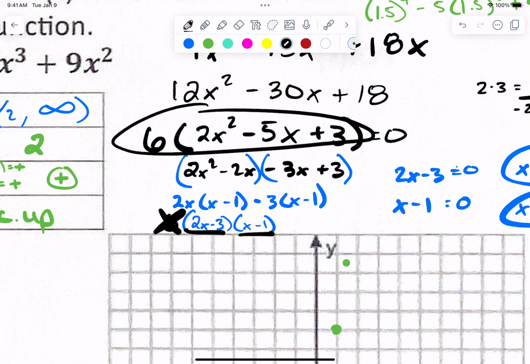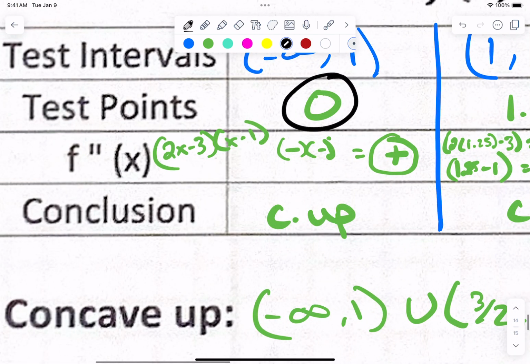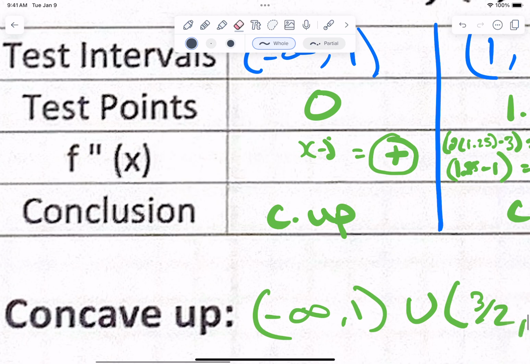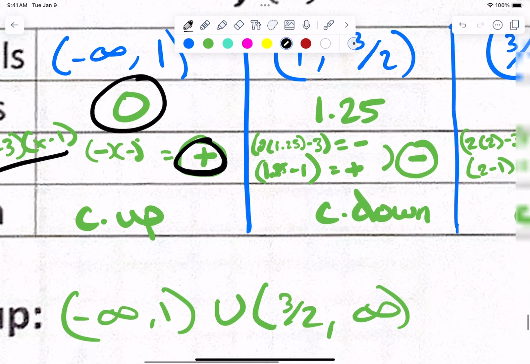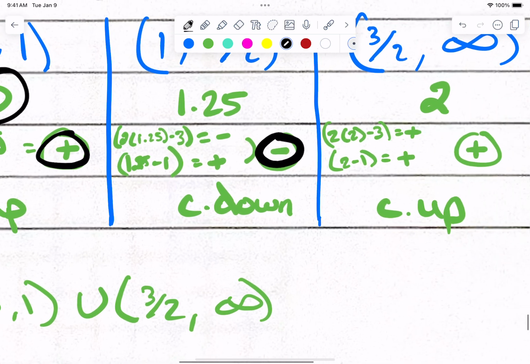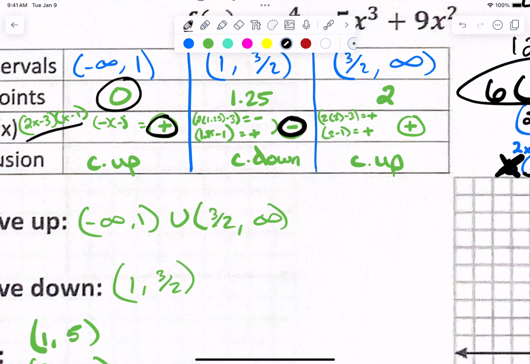I canceled the 6 off because the 6 is not going to change anything, positive or negative wise. So I just worried about those two bubbles, the 2x minus 3 and the x minus 1. When I plugged them in, I got positive when I plugged in 0, negative for 1.25, and positive for 2. Right. Concave up, concave down, concave up.